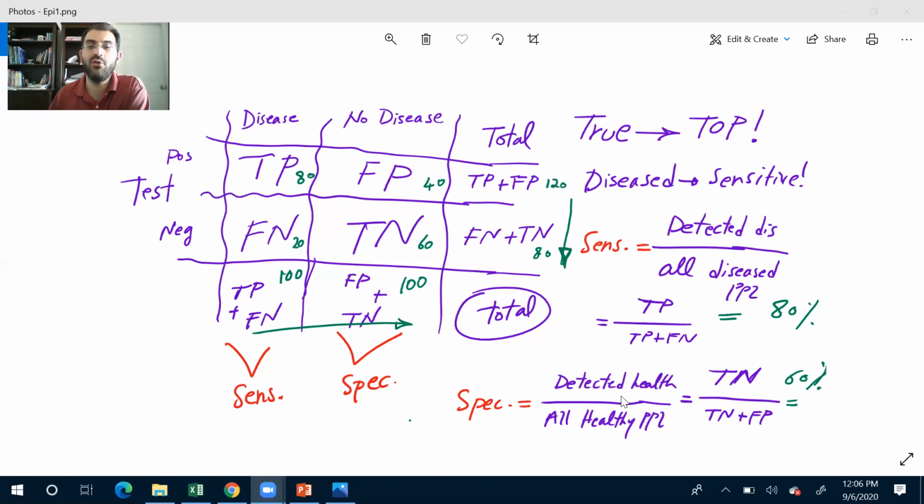Detected health over all the healthy people. TN over TN plus false positive, 60%. That's health detection. Easy breezy, ladies and gentlemen. Okay? Simple and easy. Are you ready? You're done with sensitivity and specificity.